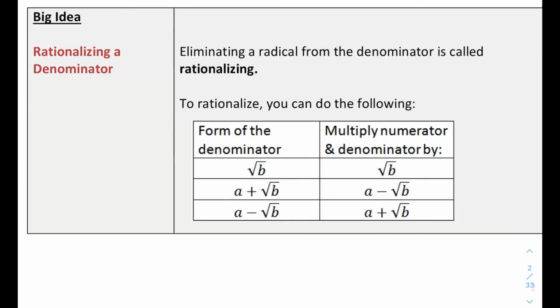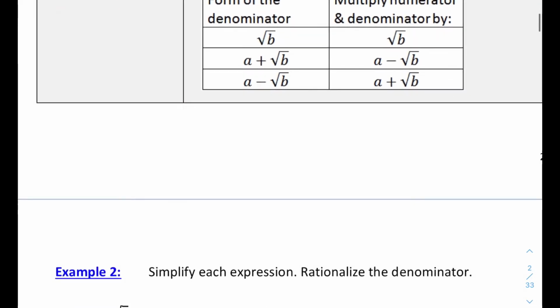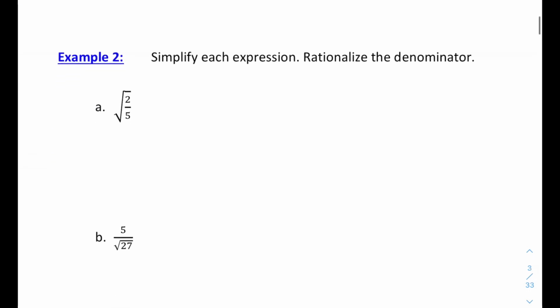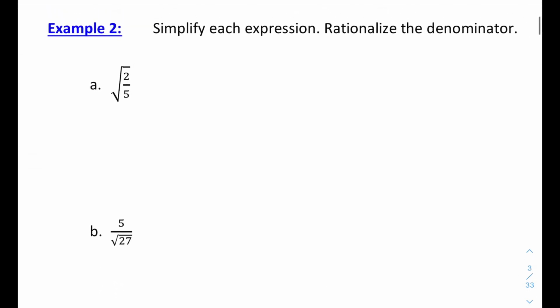The other thing we're going to need to do is, if we have radicals in our denominator, we need to perform this process called rationalizing to get them out of our denominator. Otherwise, they're not considered simplified.